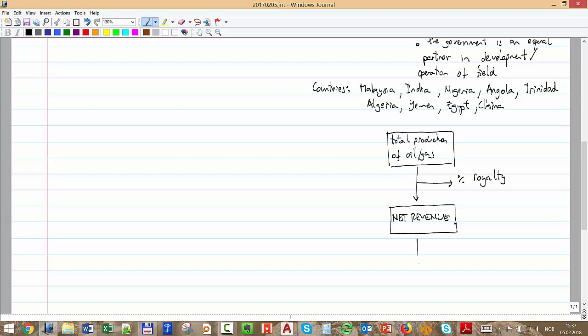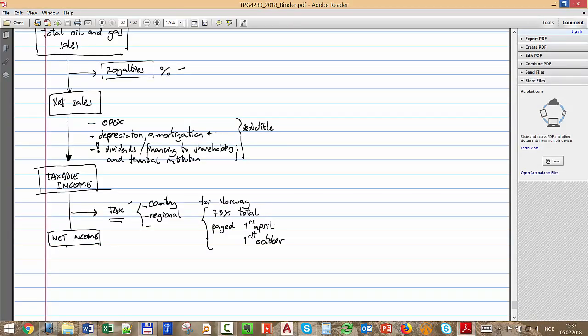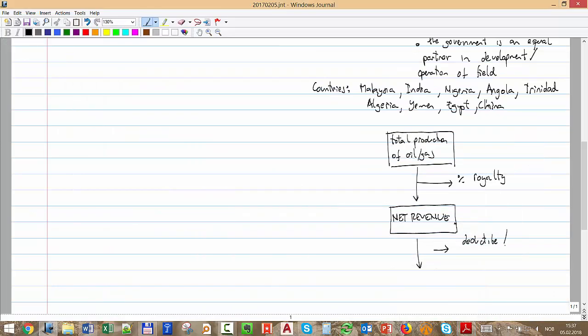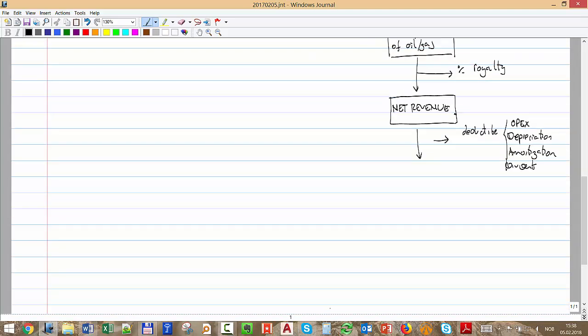And then we take out everything that has to do with the expenses, what we call the deductibles. I think that's the word we used last class, right? That is the OPEX, depreciation, amortization. Maybe you also have dividends here. And then you have what is called the profit production.